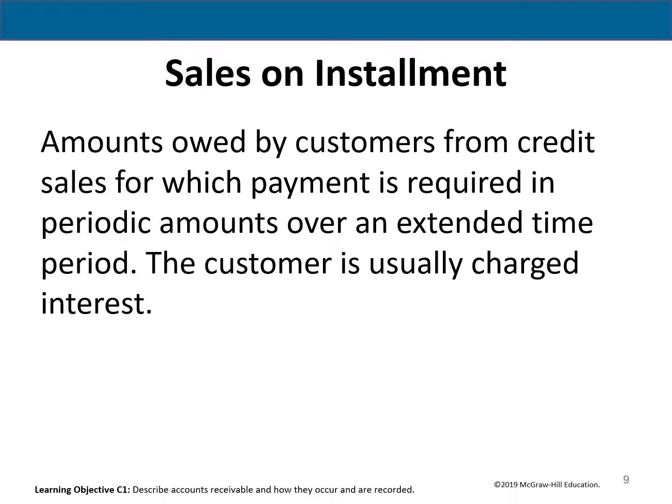Sales on installment. These are amounts owed by customers from credit sales. So the company sells on account to a customer for which payment is required in installments or over time. It's not all due in 30 days. Maybe they'll say, you bought $1,000 worth of stuff, pay us $100 at the end of month one, $100 at the end of month two, $100 at the end of month three. Now you're drawing out the time you're going to be receiving your money back. When that happens, the seller will usually charge interest. And it's just a way of making money.